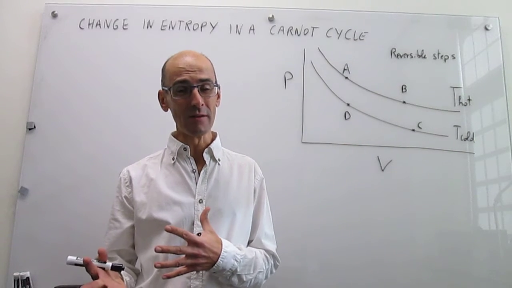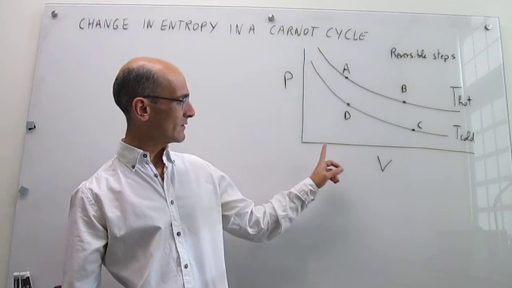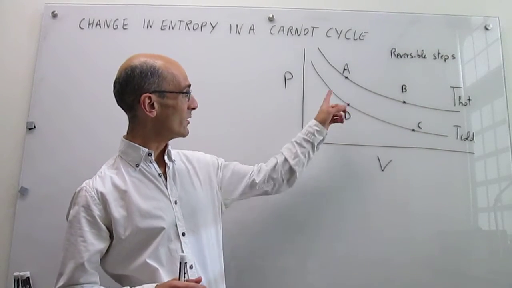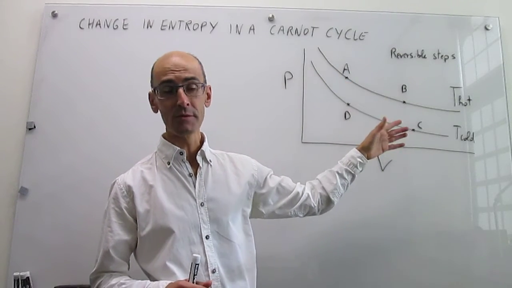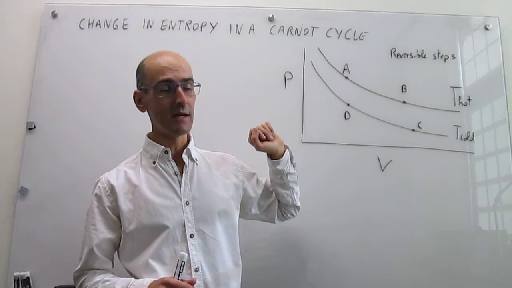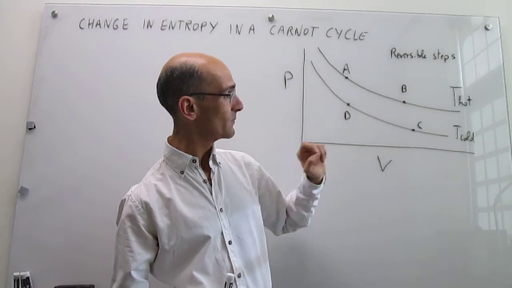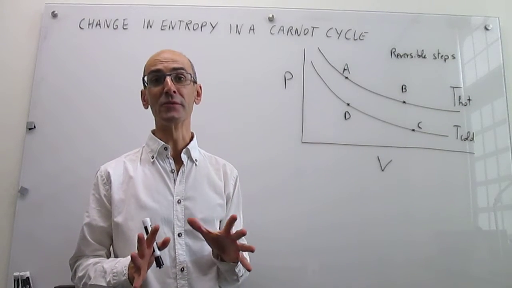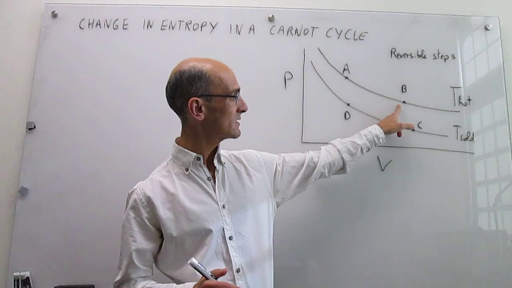So let's actually start with the definition of the cycle. What are the steps? Here you have a pressure versus volume diagram for a gas, and the gas is undergoing a cycle A, B, C, D. Now here we have two isotherms, one at a hot temperature and another one at a lower temperature. So the first step here is going to be an isothermal expansion of that ideal gas, and all of the steps will be reversible. Okay, so A to B will be an isothermal reversible expansion.